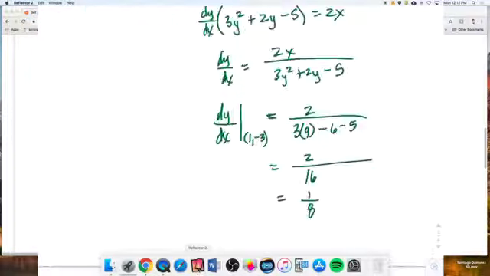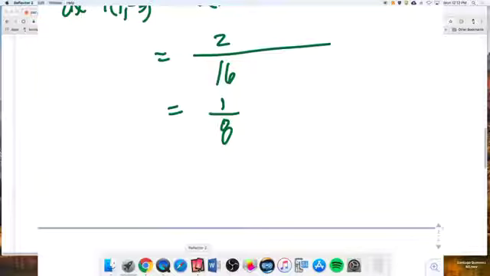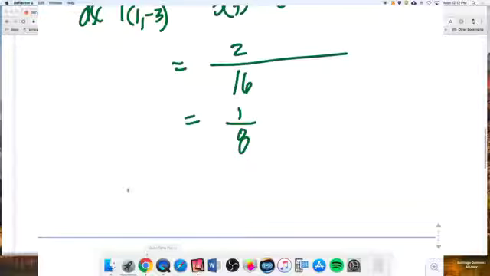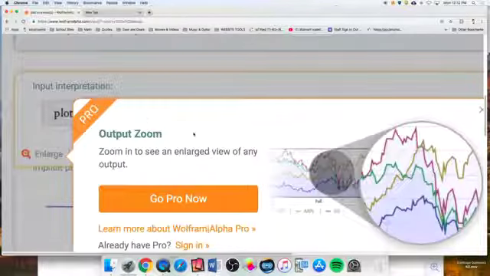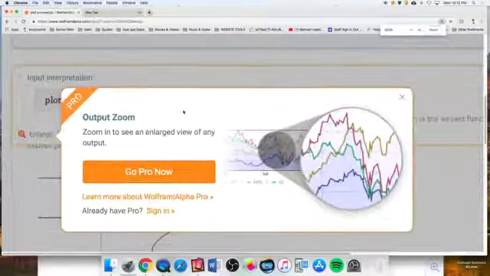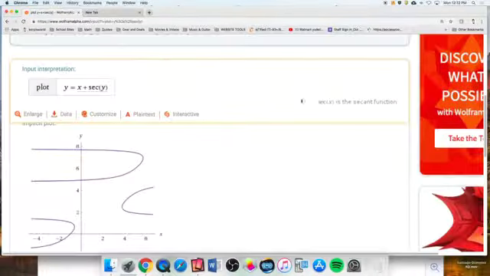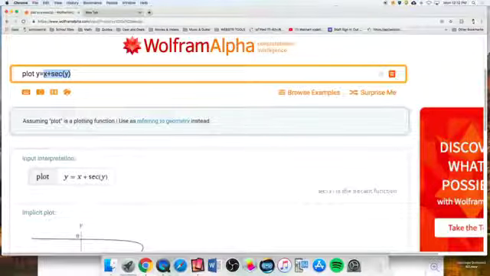Well, at the point 1, negative 3, is it increasing or decreasing? It's increasing. It's only going up 1 for every 8 to the right, or up 8 for every 1 to the right. I'm kind of wondering what that graph looks like, aren't you? Yes, y'all are filled with wonder like I am. So let's go Pro now? No, thank you. Why go Pro when I don't have to? Let's come back up here.